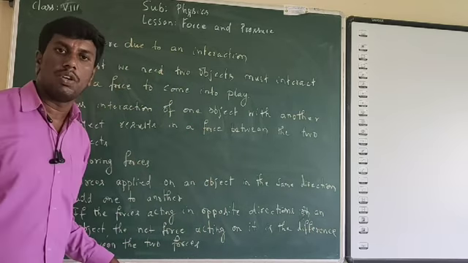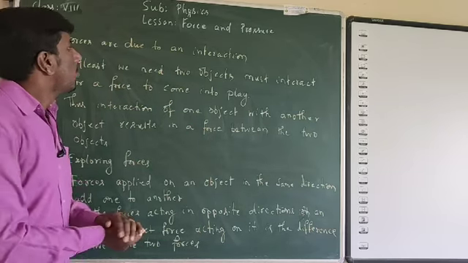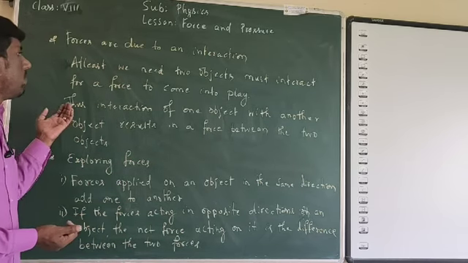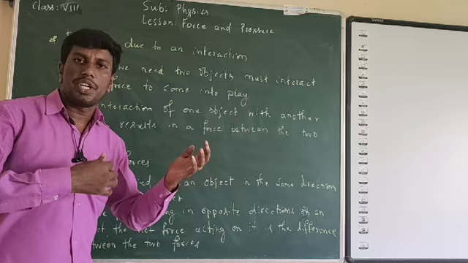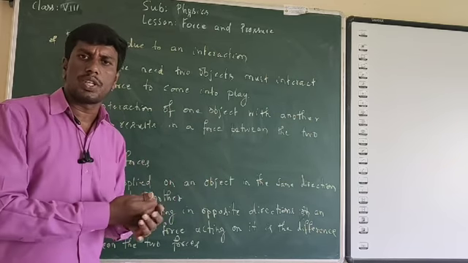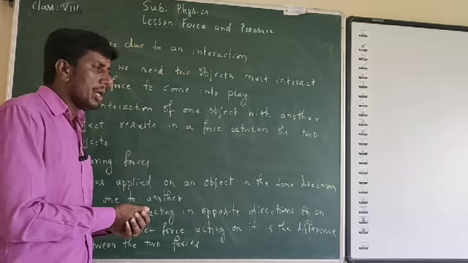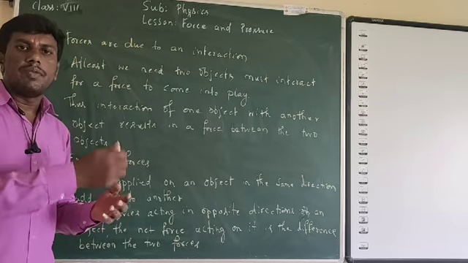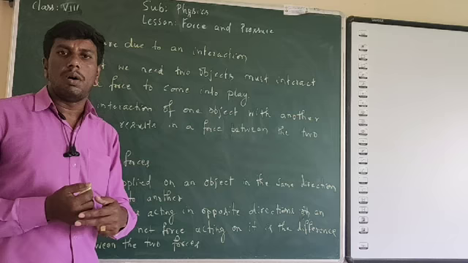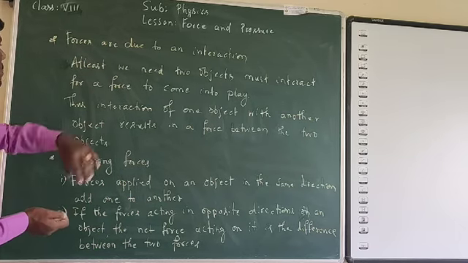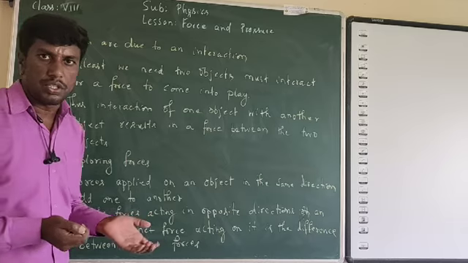So what is the conclusion we have taken from these pictures? Forces will be exerted only when two objects are interacting. At least two objects are interacting. At most, there may be more than two objects interacting. But to exert a force, to experience a force, we need at least two objects. So that is the conclusion for the first point, forces are due to interaction.